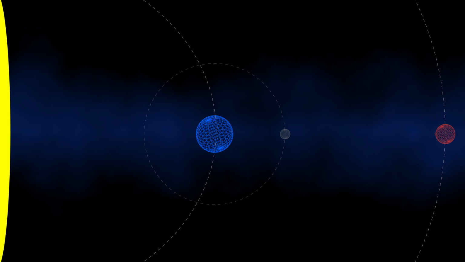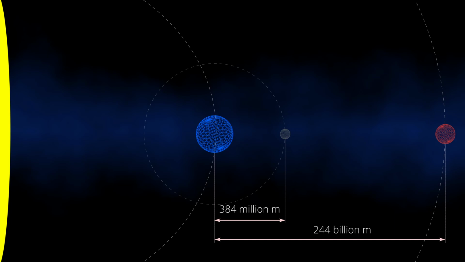A quick Google search reveals that the Moon is 3.84 times 10 to the 8 meters, or 384 million meters away. Whereas Mars is a whopping 2.44 times 10 to the 11 meters, which is equivalent to 244 billion meters away from Earth. So where does that place our light pulse?